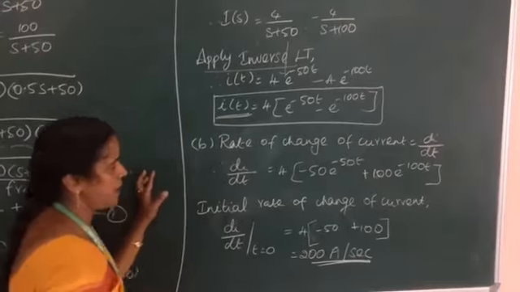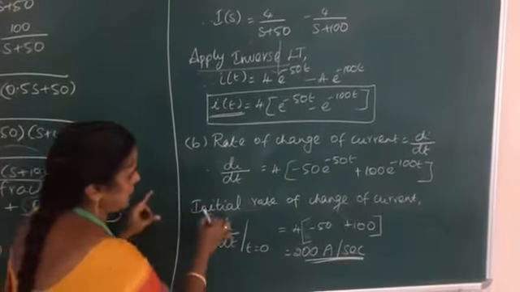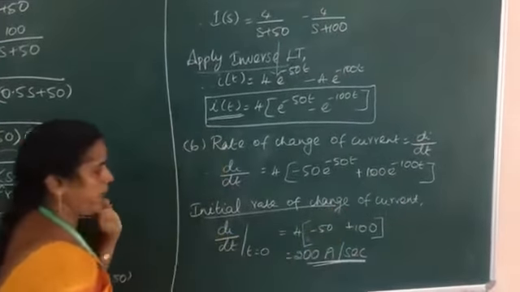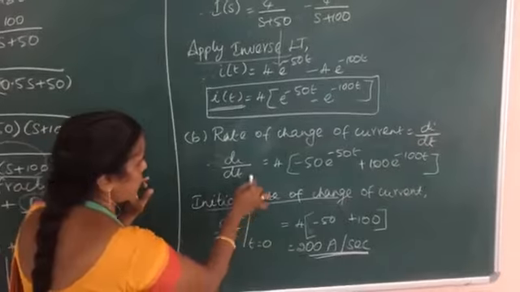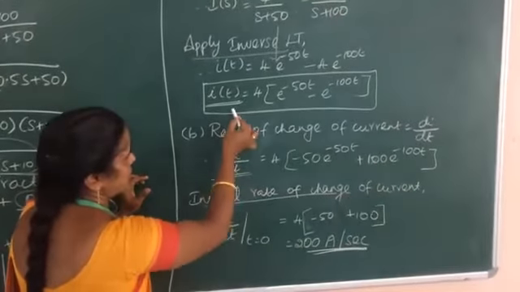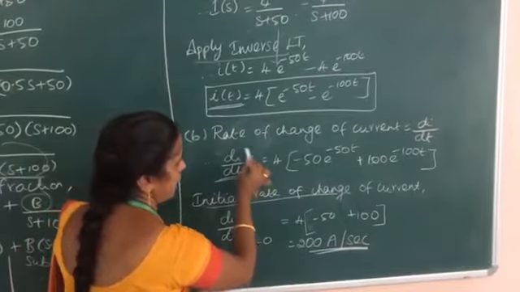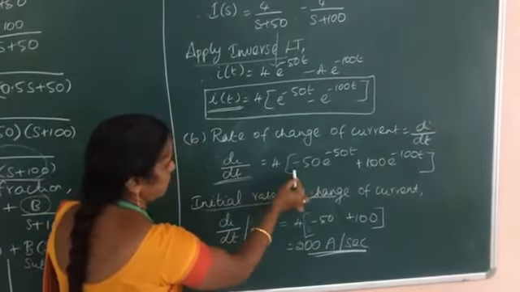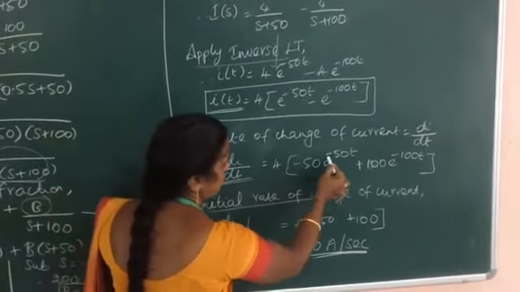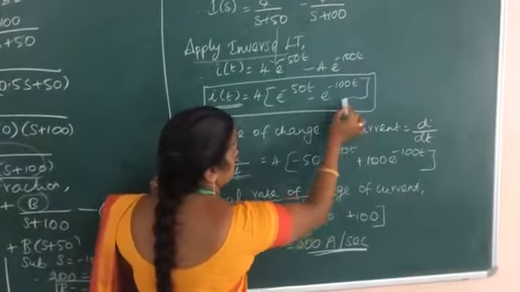So what do we have to find second? We have to find the initial rate of change of current. For finding the initial rate of change of current, we should know what is di by dt. So after finding the transient current, we will differentiate that one. And we are getting the rate of change of current as 4 into minus 50 into e power minus 50t plus this term.